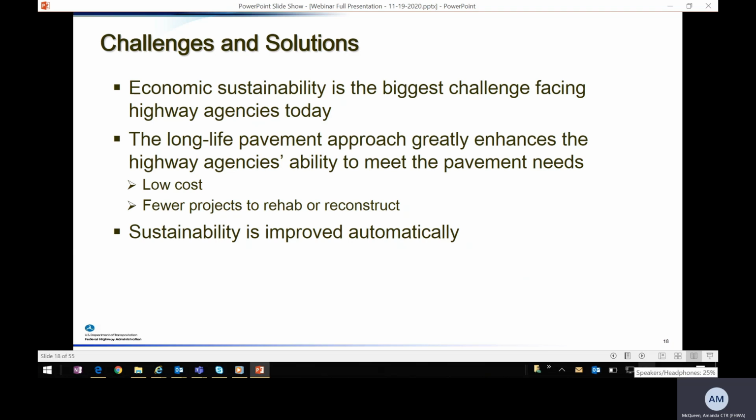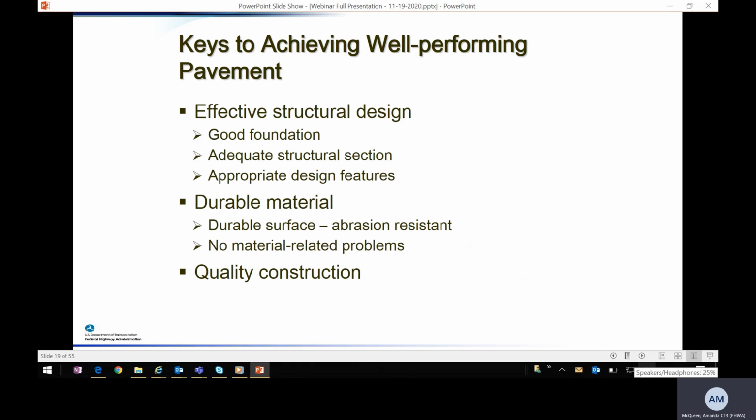So what can we do to achieve long life pavement? I believe there are three key factors. We need to have effective structural design, and then we have to have durable material, and then we have to have quality construction. And I'm very happy that we're addressing these in our office. We have all different teams focused on these areas, materials teams focusing on performance engineered materials that is addressing these issues. And we have also a quality assurance group that is focusing on improving construction quality.